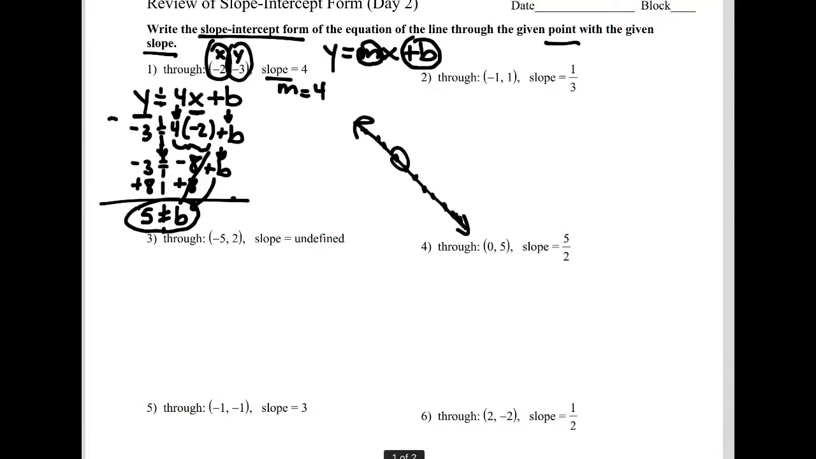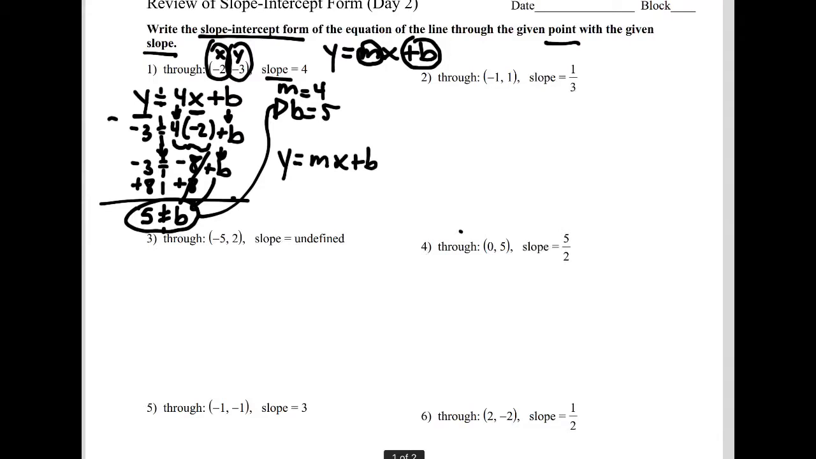So now I know what my b equals, b equals 5, and now you basically have the problem that you had yesterday, where you have your slope, your m, and your b, your y-intercept. So now your final answer should be the equation y equals mx plus b, and remember that's y equals 4x plus 5, and that's our final answer.